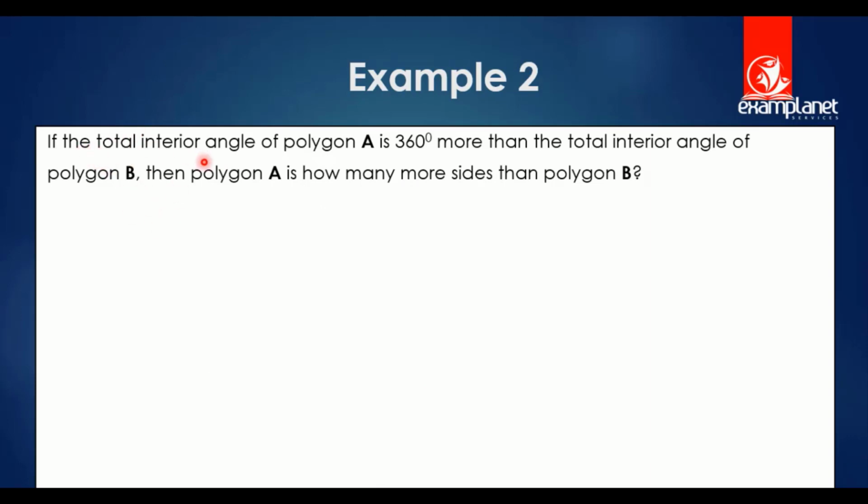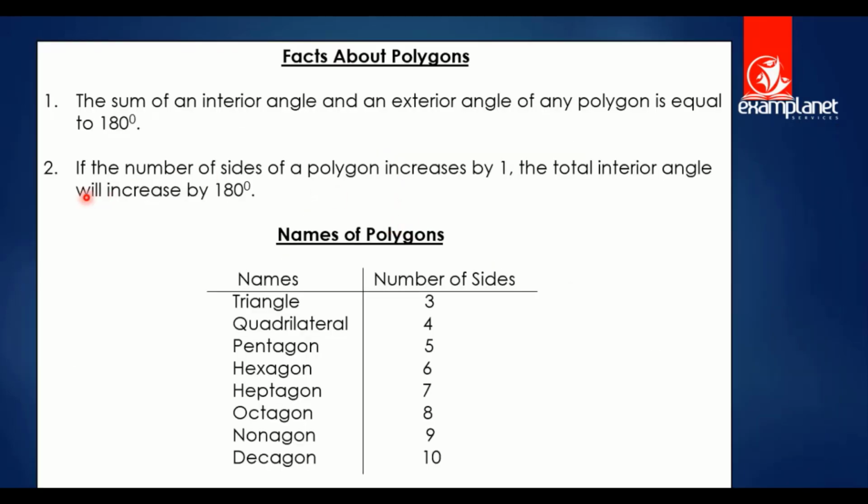Now the next question. It says if the total interior angle of polygon A is 360 degrees more than the total interior angle of polygon B, then polygon A has how many more sides than polygon B? Let's read it again. The total interior angle of polygon A is 360 degrees more than the total interior angle of polygon B. Then polygon A has how many more sides than polygon B? Do you think we need to calculate anything here? Not really. Remember this point? If the number of sides of a polygon increases by 1, the total interior angle will increase by 180 degrees.